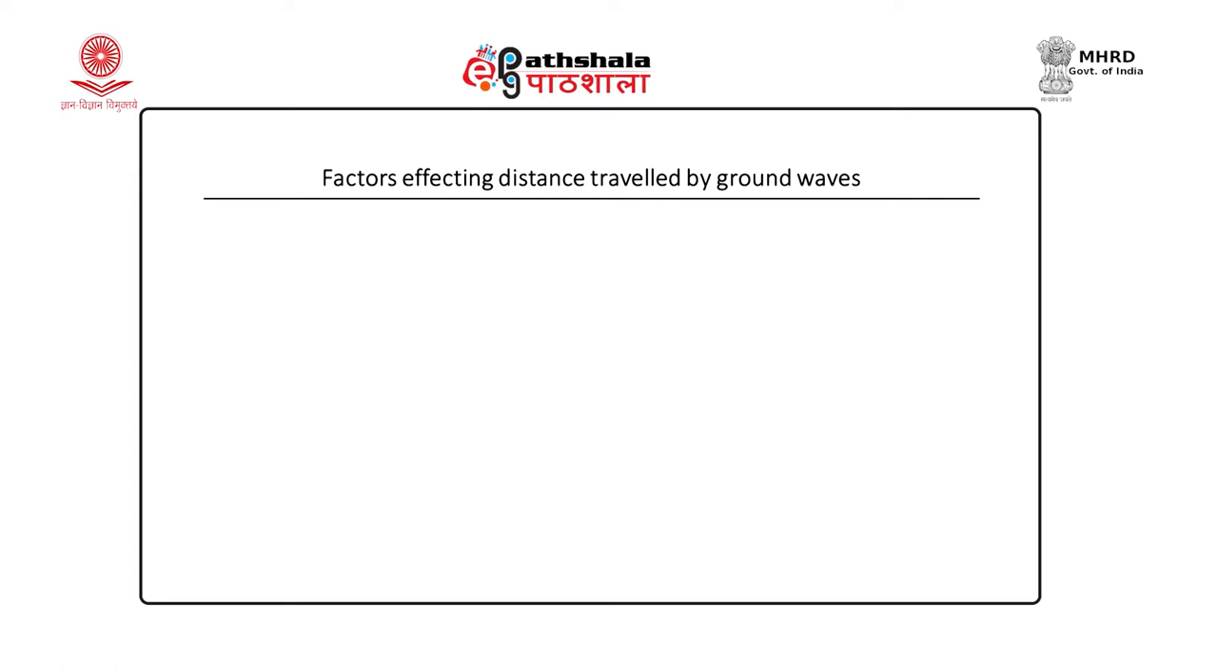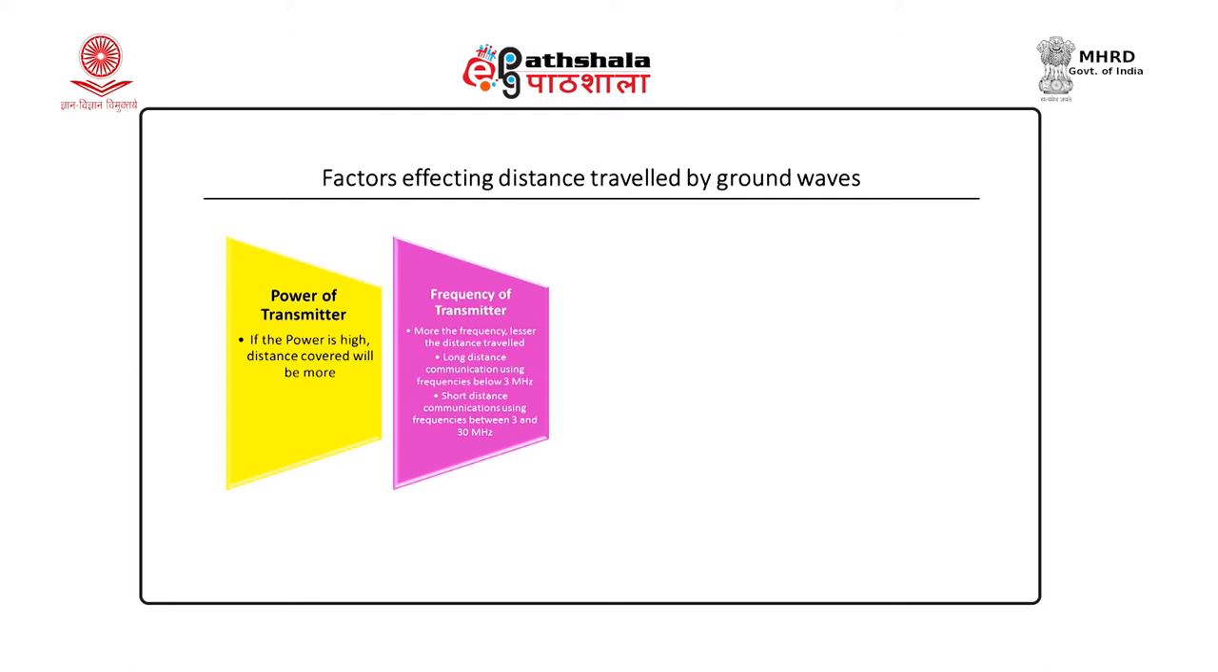Now, what are the factors which affect the distance traveled by ground waves? First is, of course, the power of the transmitter. The more the power of the transmitter, the farther the waves will travel. The second is the frequency of the transmitter. As we also learnt in the previous module, as we move towards higher frequency, the attenuation is more, the obstruction is more. So here also, as the frequency increases, suppose we are at 2 megahertz and slowly we move towards 15 megahertz, the attenuation towards 15 megahertz would be more.